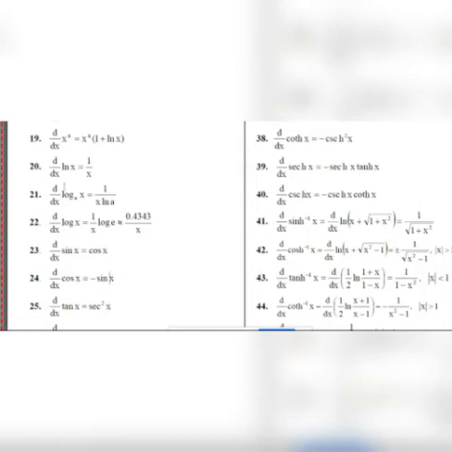Formula number 20. If you don't have this formula sheet, just let me know. I'll send it to you. It's on Telegram. I uploaded this on Telegram. Even on WhatsApp group, it's there. It's everywhere. So now let's go back.